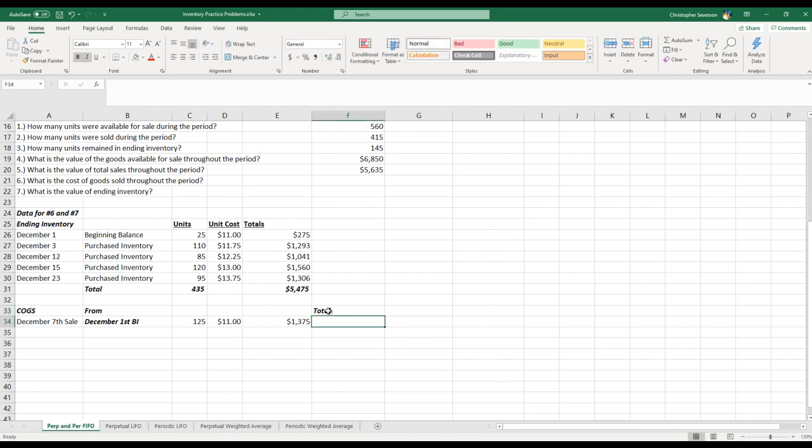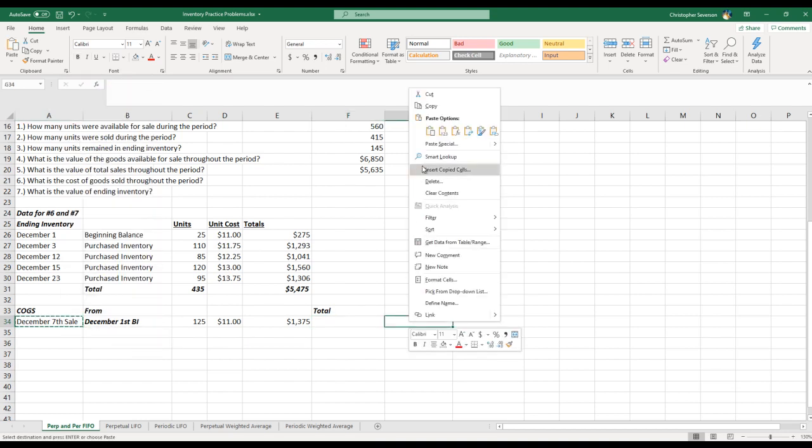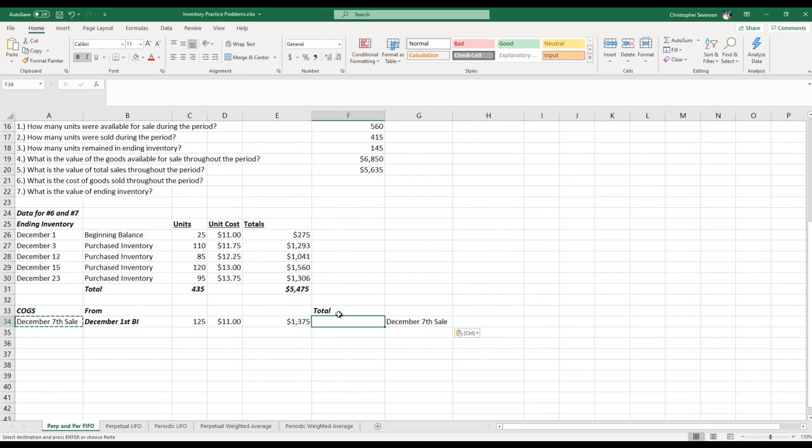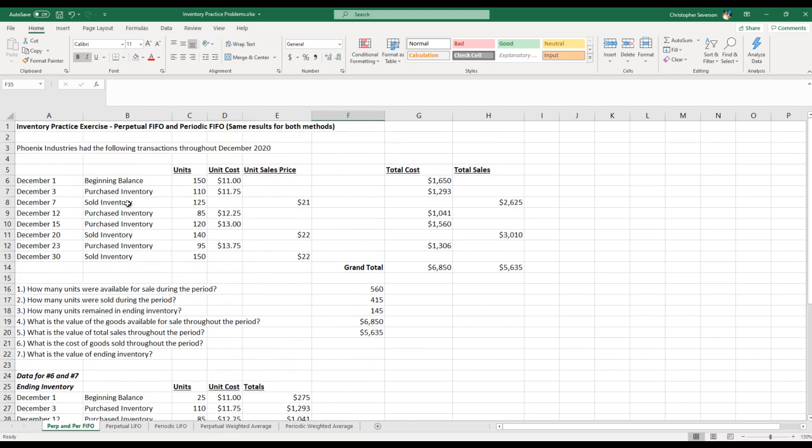For the December 7th sale, this is the amount because there was only one line. So it is $1,375 for this December 7th sale. No tricks to that one. We've kept everything updated, so we're good to go. That one's gone. That one's taken care of.